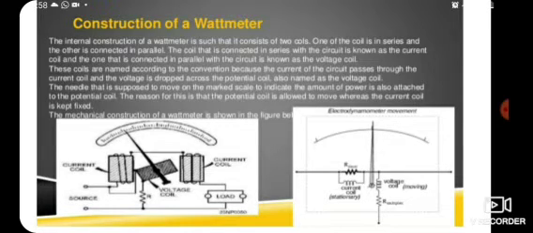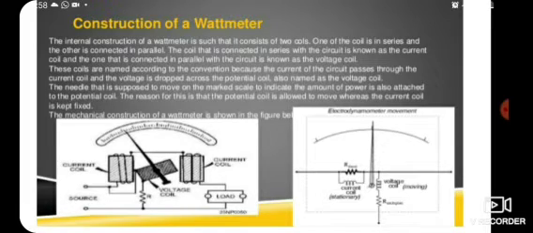These coils are named according to convention because the current of the circuit passes through the current coil and the voltage is dropped across the potential coil, also named the voltage coil. The needle that is supposed to move on the marked scale to indicate the amount of power is also attached to the potential coil. The reason for this is that the potential coil is allowed to move whereas the current coil is kept fixed. The mechanical construction of a wattmeter is shown in the figure.